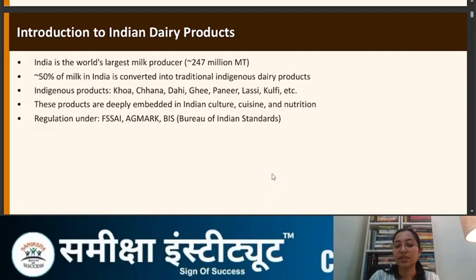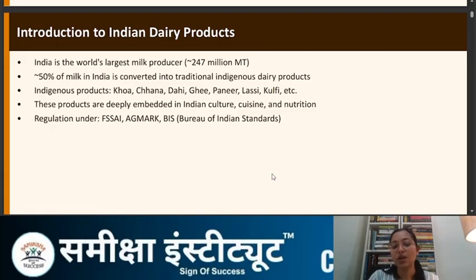Even though the productivity per animal is low, which is around 2079 kgs per annum per animal, however, since we hold the majority of the livestock species, and also we have the largest number of bovine species, that is why we are ranked number one globally when it comes to total milk production. And 50% of the milk in India is converted into traditional indigenous dairy products.